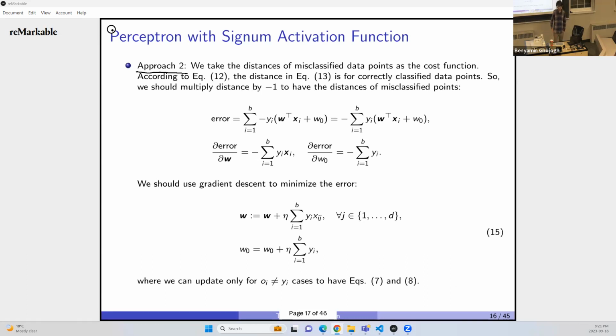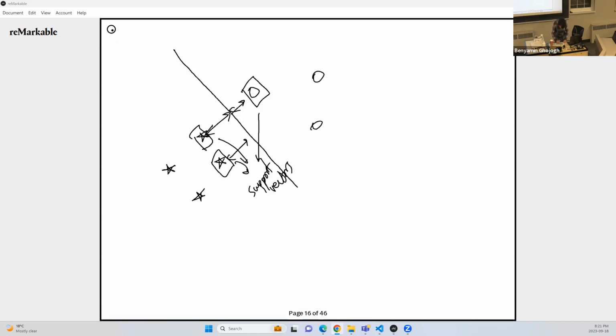Approach 2 is another approach. We take the distances of misclassified data points as the cost function. What do I mean by misclassified? Assume in this case, if I have a circle here, this is misclassified. It has some distance. I want to minimize this distance because I want to push this circle to its own class. Ideally this distance becomes 0, or negative.